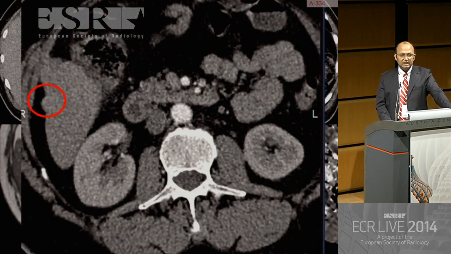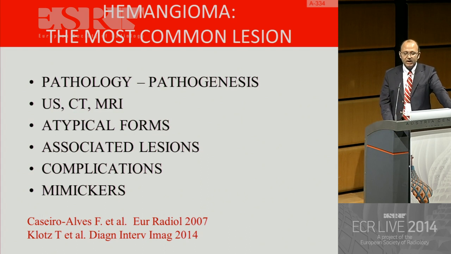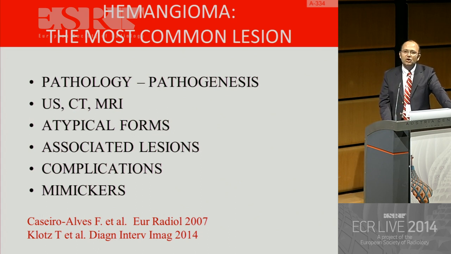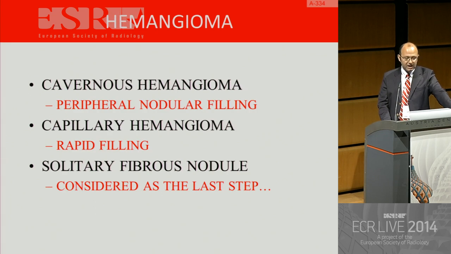Another patient, a difficult one. This turned out to be, again, ectopic spleen or splenosis next to the liver. Now we come to hemangioma. It is the most common lesion. So this is the most common lesion you're going to be seeing in your clinical practice. So briefly, I'll go over the pathology, ultrasound, CT, and MRI findings, atypical forms, associated lesions, and complications. And Dr. Casairo Alves has an excellent article in European Radiology about this issue.